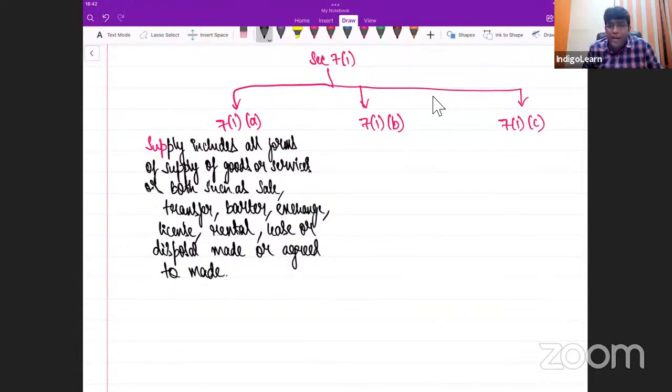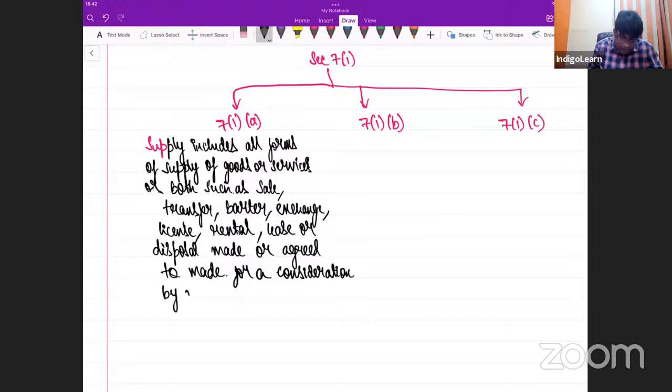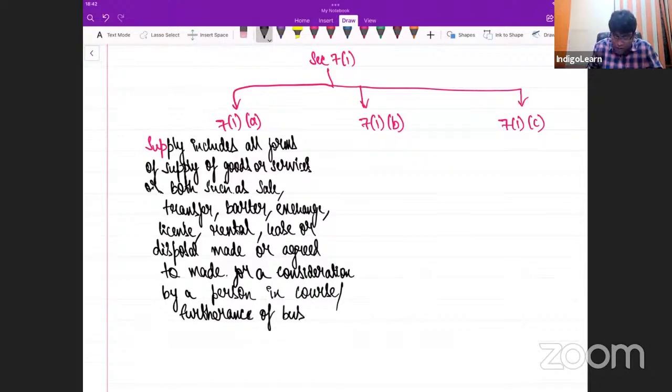What is the language we wrote so far? Supply includes all forms of supply of goods or services or both, such as sale, transfer, barter, exchange, license, rental, lease or disposal, made or agreed to be made for a consideration by a person in course or furtherance of business. Very important language.